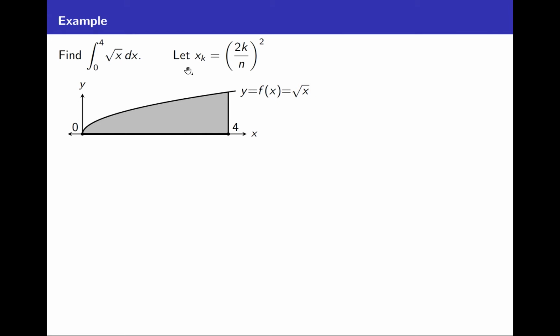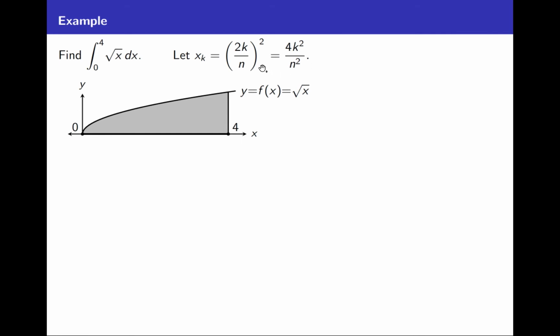The first thing we're going to do is we need to set up our x sub k's, our grid points. However, notice the function that we're going to plug them into. It's the square root of x, and that's complicated. To make life simple, you want your grid points, the things that are going to be plugged into here, to be perfect squares so you can take their square roots. So let's let x sub k, for any k between 0 and n, be 2k over n squared, a perfect square. So in other words, it's 4k squared over n squared.